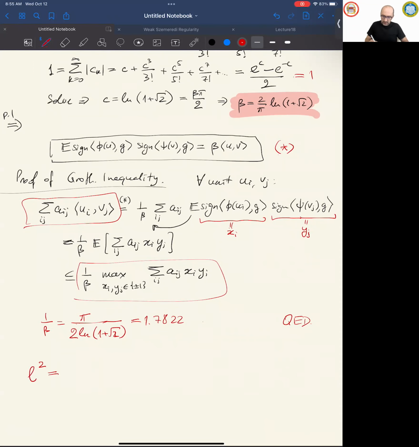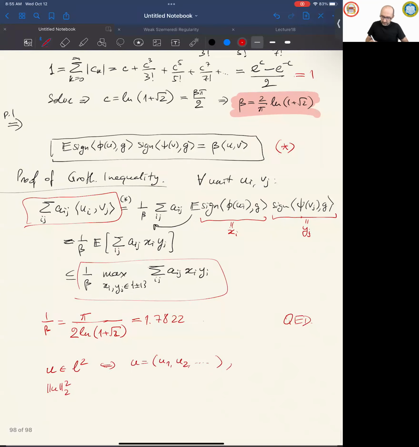L2 is the space of sequences. So U is in L2. If U is a sequence, U1, U2, it never ends. And the norm is just the usual Euclidean norm, U1 squared plus U2 squared plus and so forth. But we require that it converges. It's a series now. This way we build an infinite dimensional version of Rn. That is called the sequence space L2.